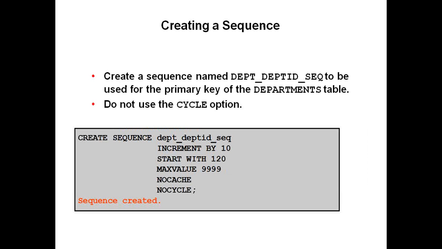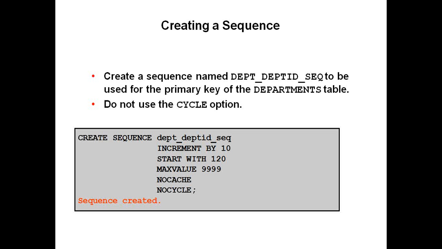So for example, if you look at an example here, there is a sequence that is getting created, and the options are given like increment by 10 and start with 120. That means the first sequence number will be 120, and the next sequence number will be 120 plus increment by 10. So that is 120 plus 10, which is equal to 130. And the third sequence number will be 140, then 150, then 160. So it will keep on increasing like that.